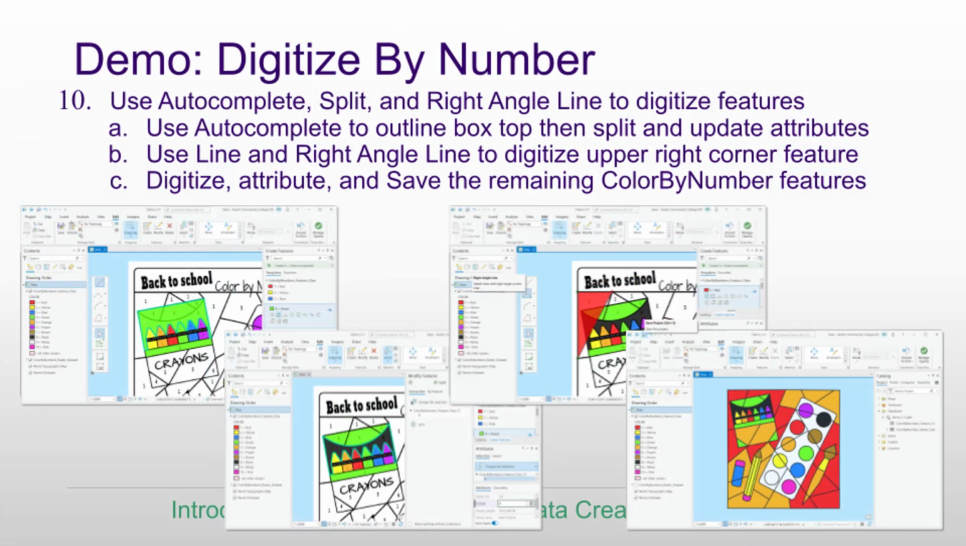In step 10, we'll use autocomplete split, and we'll introduce the right angle line tool to digitize features. So first we'll use the autocomplete to outline the box top, and then split and update the attributes. Then we'll use the line and introduce the right angle line tool to digitize the upper right corner feature. Last, I would encourage you to go ahead and complete the color by numbers, digitize attribute, and save all of the remaining color by number features to get your reps in and make you more proficient in digitizing vector features in ArcGIS Pro.